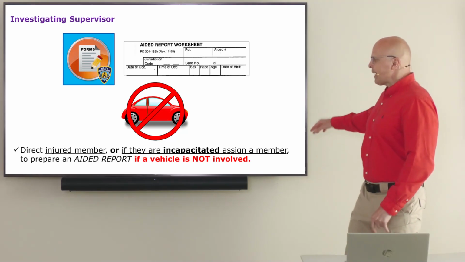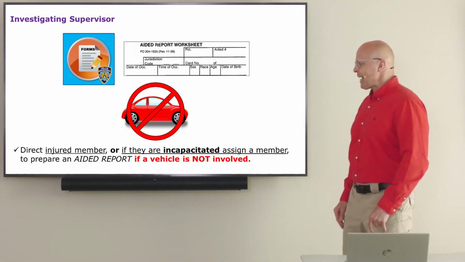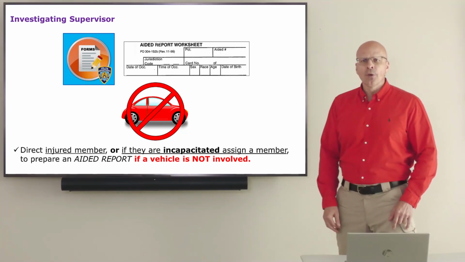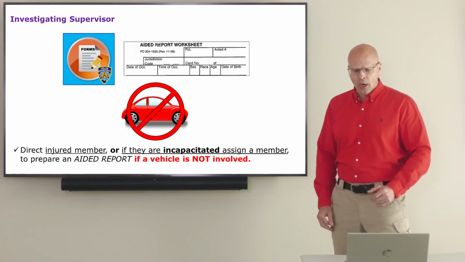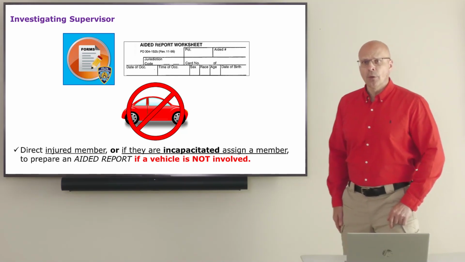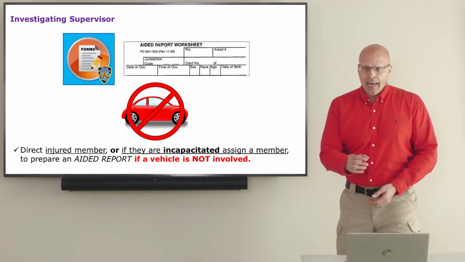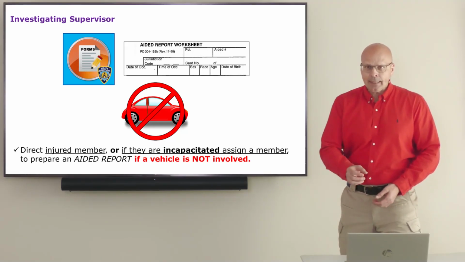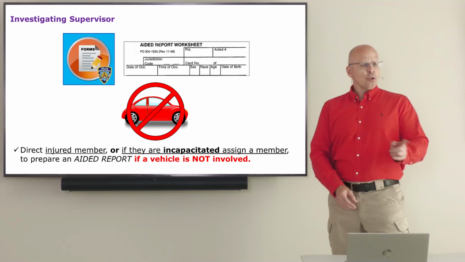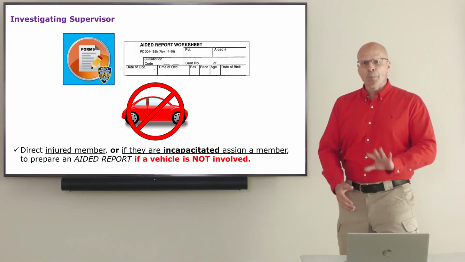You will direct the injured member, or if they're incapacitated, assign a member to prepare the 80 report if a vehicle is not involved. So you, the investigating supervisor, say, officer, you tripped and fell on that curb. Prepare an 80 report for yourself. Oh, you also hurt your wrist when you fell and you broke your wrist and you can't write, you're incapacitated. Okay, Officer Jones, prepare the 80 report for Officer Yancek. There it is, so be careful.